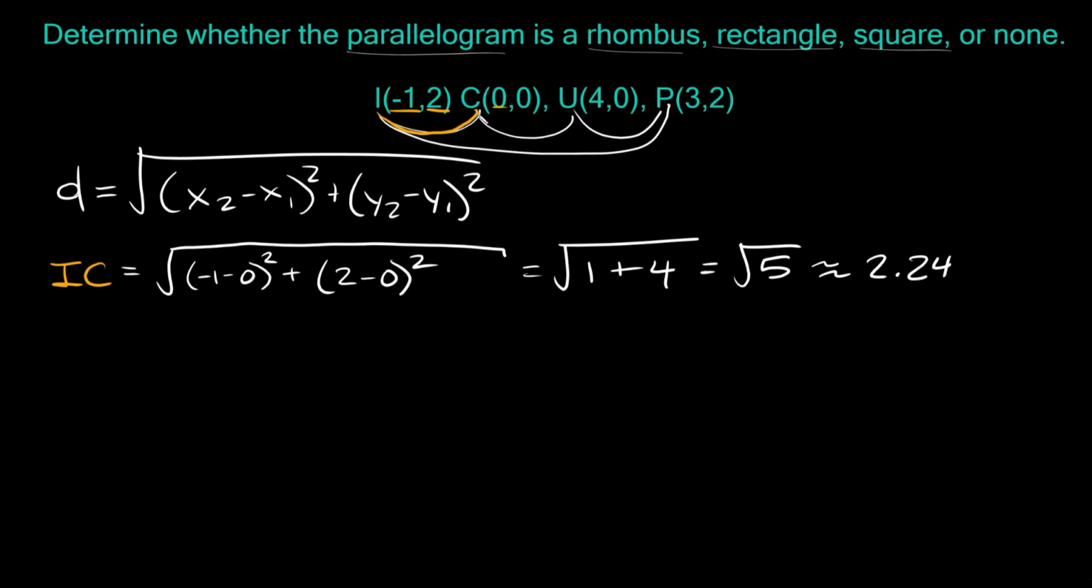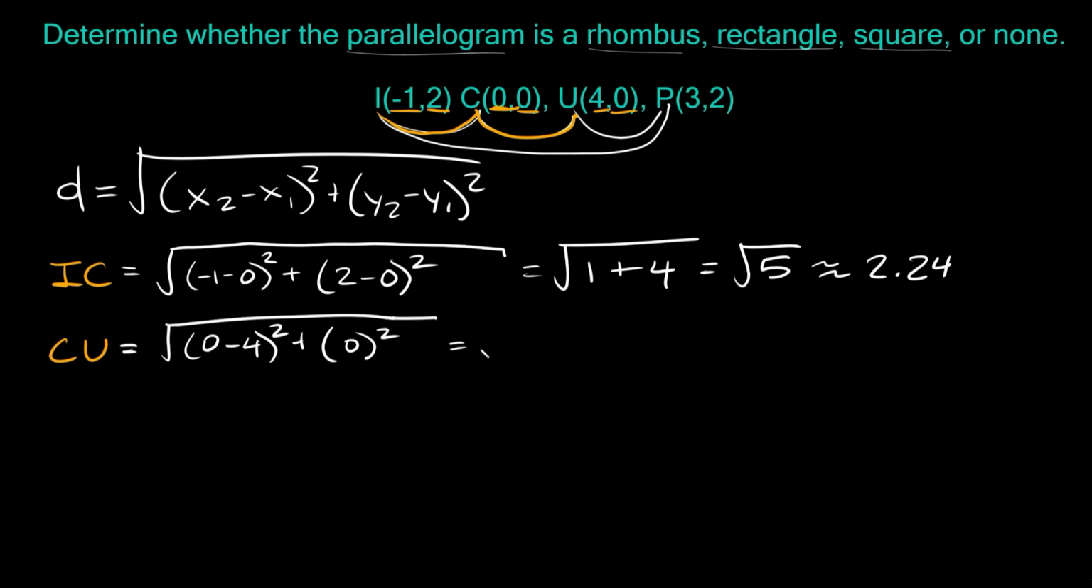Now let's find the distance from C to U. So again, this is going to be equal to a big old square root. And again, we're going to subtract the x coordinates first, so from C to U, we're going to say 0 minus 4, and that's squared, plus, and now the y's, so 0 minus 0, which obviously is just 0. So here, 0 minus 4 squared is equal to -4 squared, which is equal to 16.